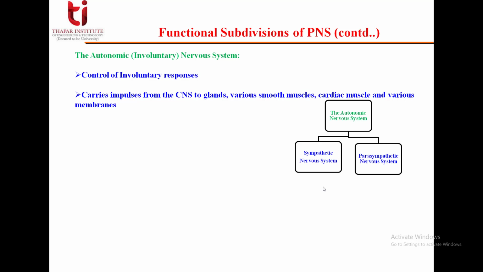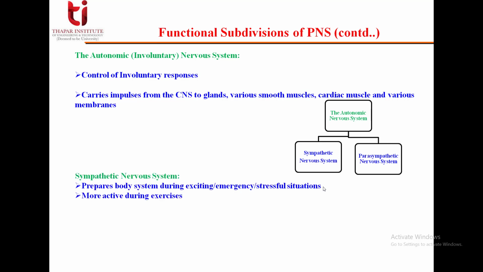Both parasympathetic and sympathetic nervous system, or we can say sympathetic and parasympathetic division, are ones over which we don't have any control because both are under involuntary type of systems, but they are different from each other. Now let's see how they are different from each other.